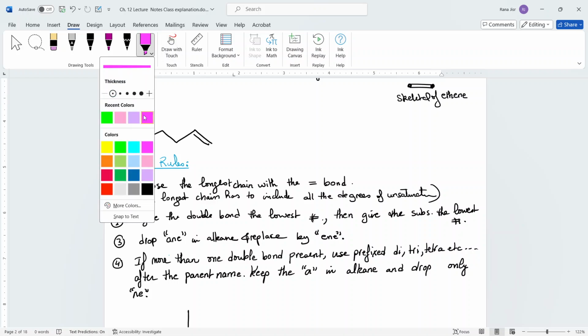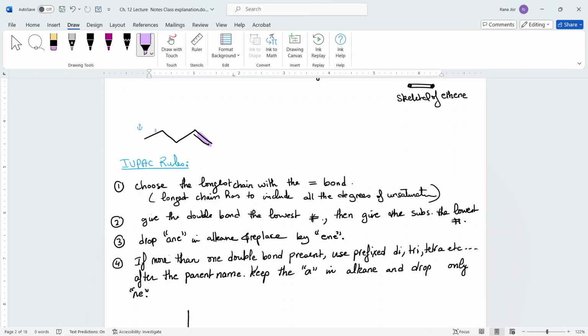So I'm going to start by highlighting my longest carbon chain that includes the alkene. And we need to give the alkene the lowest number. To give the alkene the lowest number, that will force us to number from this side over here. So that is going to be 1, 2, 3, 4, and 5. So that is a 5-carbon chain. If I want to provide the IUPAC name for this one, a 5-carbon chain is simply a pentane, right?